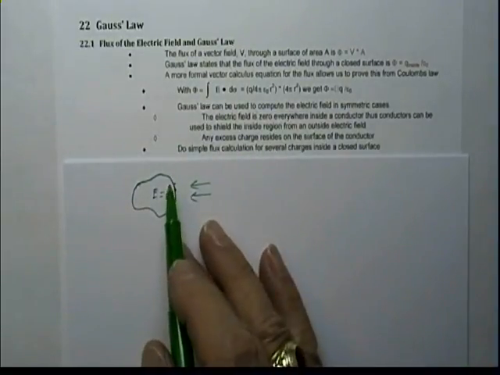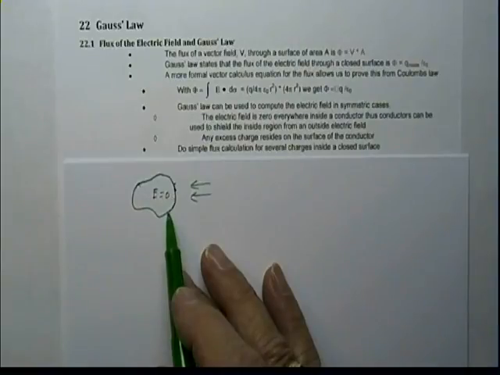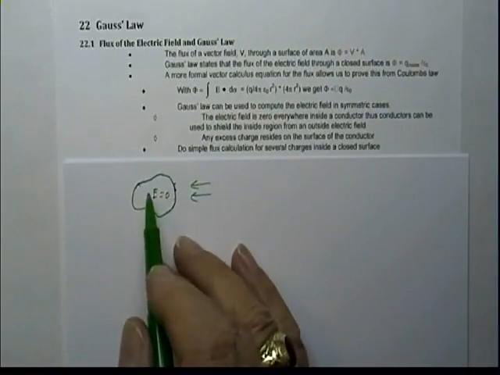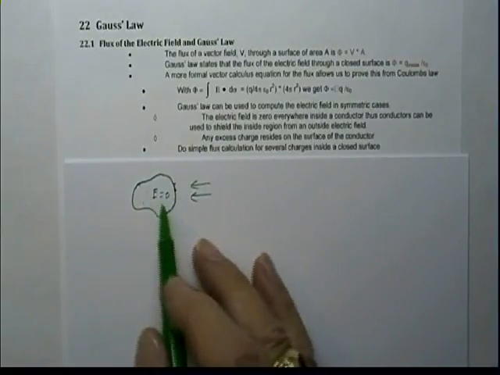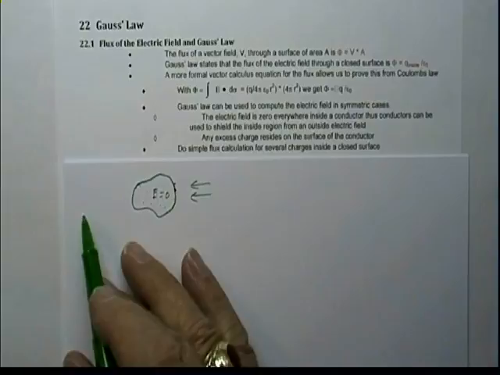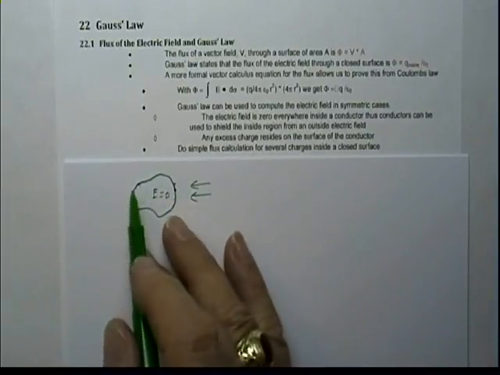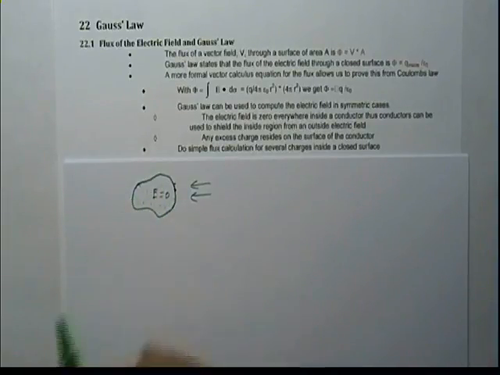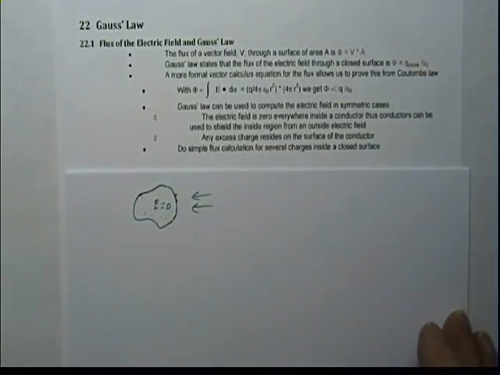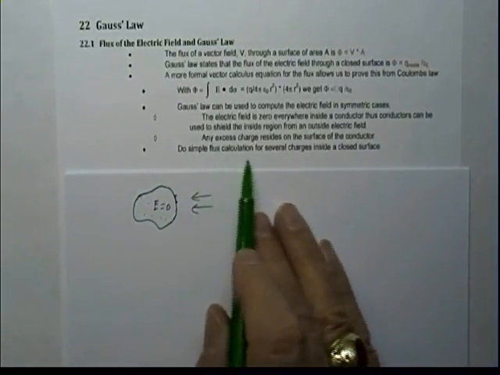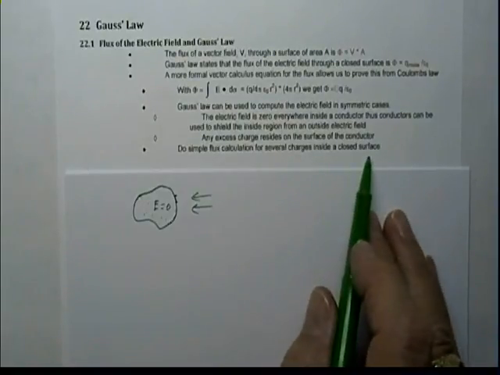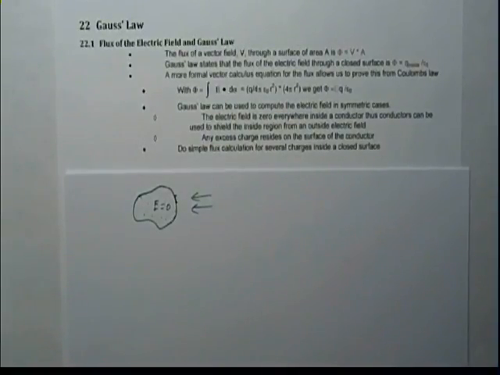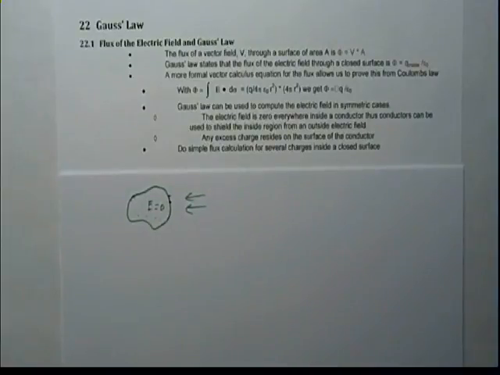All the excess charge that's on a conductor, even if we put charge on it, will accumulate on the surface. Even if we put charge down in here, if it can flow, this is a solid conductor, it will flow immediately to the surface, repelling other like charges, and get as far away from the rest of it as it possibly can. And I just did a simple flux calculation for several charges inside a closed surface, and that's what you're required to do for the test.